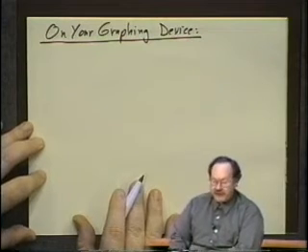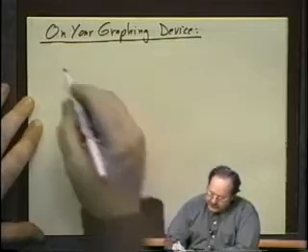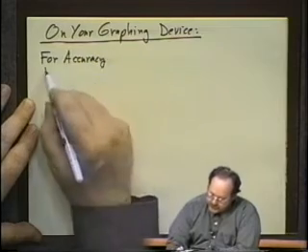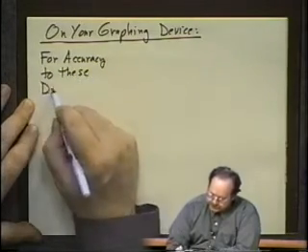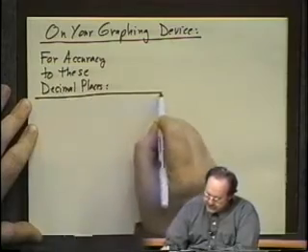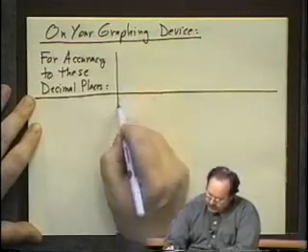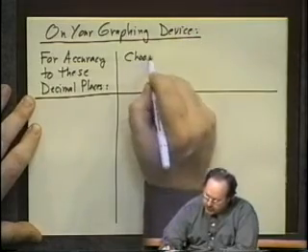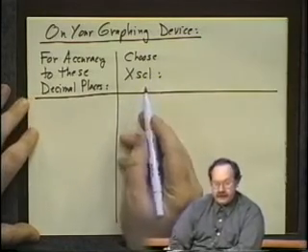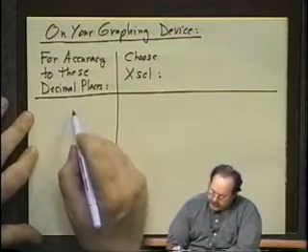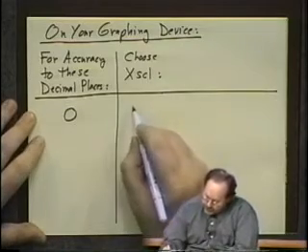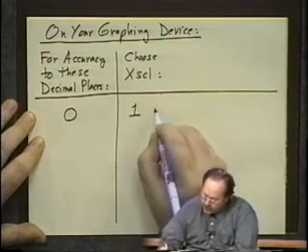But if you're trying to approximate from a graph, which may be the only way you can go, here's a way to think about it. I've made a little table here. For accuracy to these decimal places, and we'll go all the way across here. What we want to do is, once you know what decimal place you want, choose the appropriate X scale, usually abbreviated that way on the calculators. If you want it approximately to zero decimal places, just to the nearest whole number, you choose X scale equal 1. Now, where does the 1 come from?